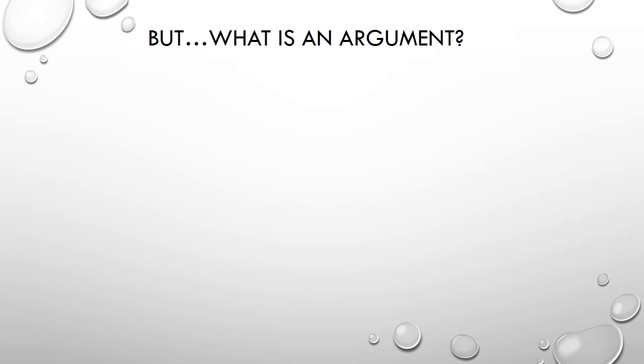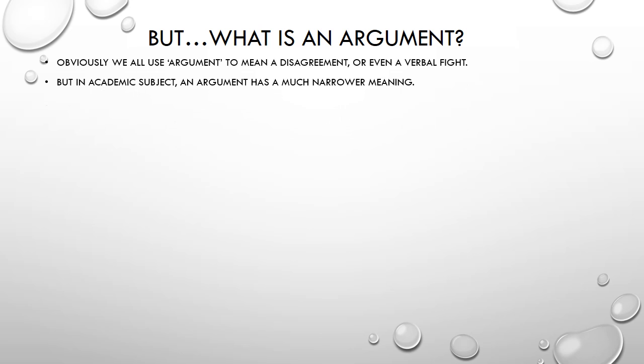Well, obviously, you know what an argument is, but we need to disentangle it from what people use colloquially when they're talking about arguments, which is disagreement, verbal fight. But in English literature and lots of other academic subjects, an argument has a much narrower meaning. So this is about when it asks you to construct an argument or develop an argument, or even to analyze or explore or explain, argument might be part of this. And so we need to know what it is we're doing when we're arguing something in literature.